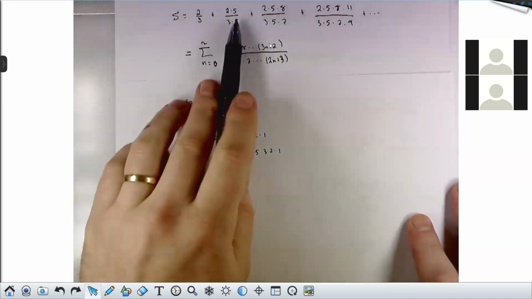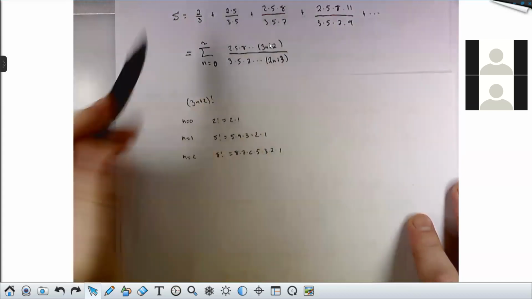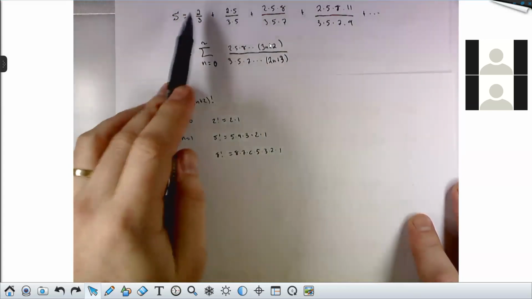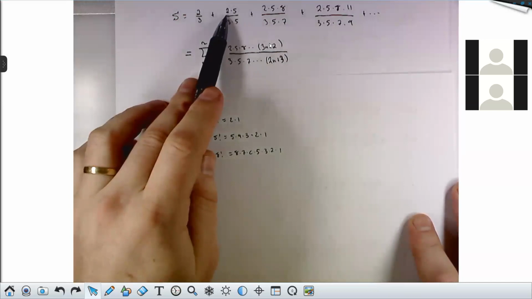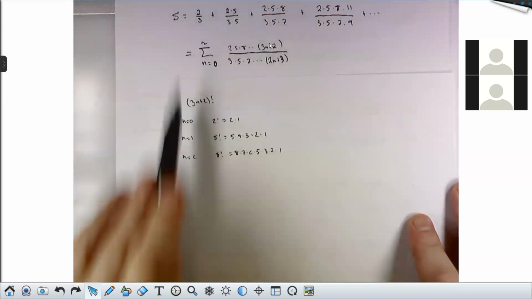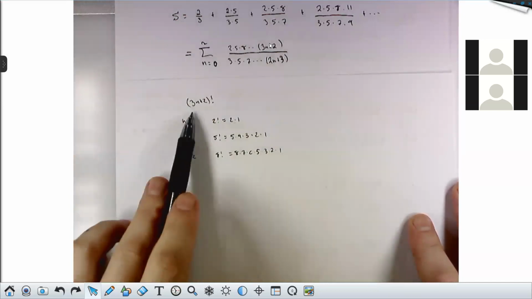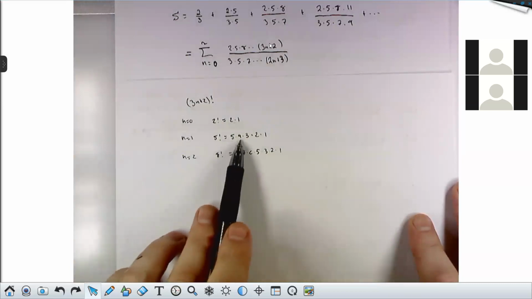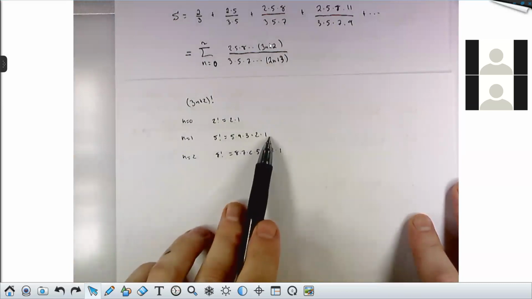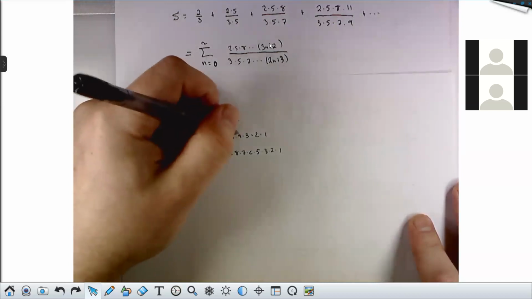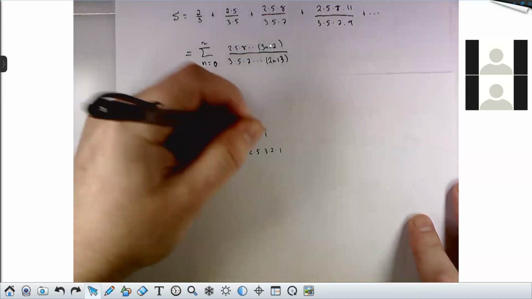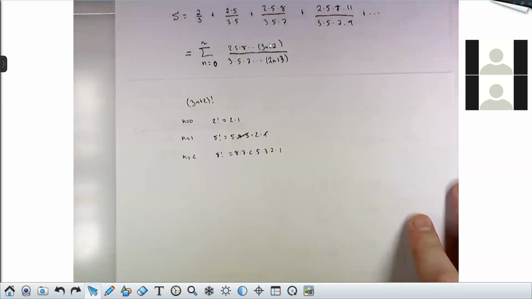So our numerator here can't be (3n plus 2) factorial, because, for example, when n is equal to 1, we just have 2 times 5. But when n is equal to 1 in (3n plus 2) factorial, we have 5 times 4 times 3 times 2 times 1. So these terms are all missing in ours.